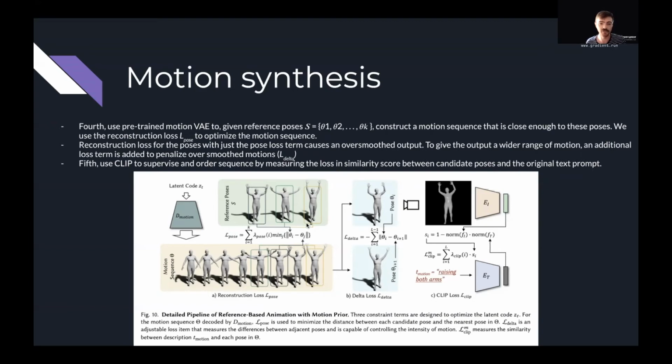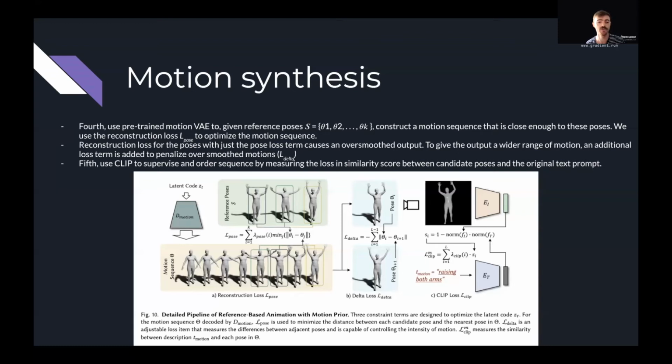Reconstruction loss from the poses with just that L pose tends to cause an oversmooth output. As you can see down here, this oversmoothing effect basically makes the motions conserved, so to speak. They're less dramatic, less extended. So to give the output a wider range of motion, an additional loss term is used to penalize oversmooth motions called L delta.